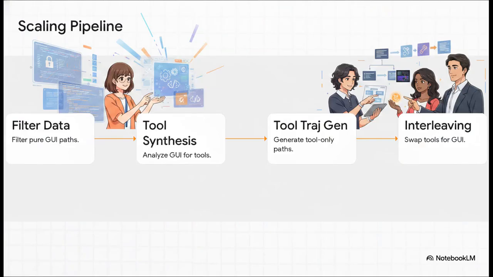Here is the exact multi-stage progression of their interleaved trajectory scaling pipeline. First, they filter the pure GUI paths. Then, they bring in an MLM to synthesize candidate tools by analyzing that pure GUI path, basically inferring functional signatures and argument semantics directly from the trajectory behavior. Third, they generate a functionally equivalent tool-only trajectory and validate it against next state screenshots. And finally, they build a partial tool availability context. They swap tools in for GUI actions to deliberately expose the agent to those absolutely critical boundary transitions.